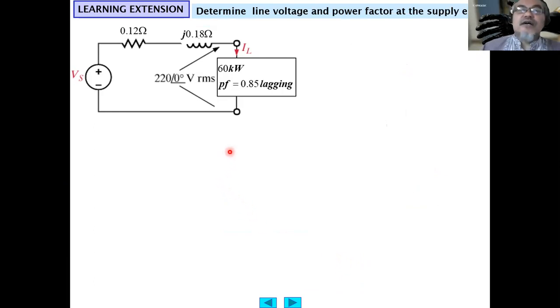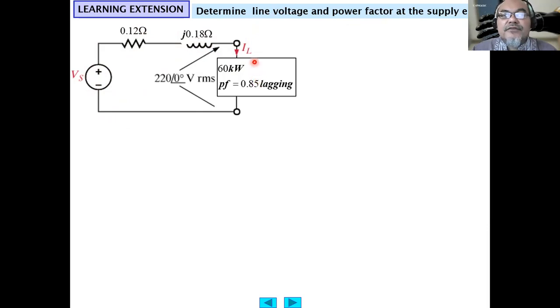Okay, another example now. We have another load with power factor 0.85 lagging, and the active power is 60 kilowatt. The voltage at the load is 220 volt RMS with phase angle of 0. The transmission line has an impedance of 0.12 ohm plus j0.18 ohm, and we are asked to determine the line voltage VL and the power factor at the supply end.